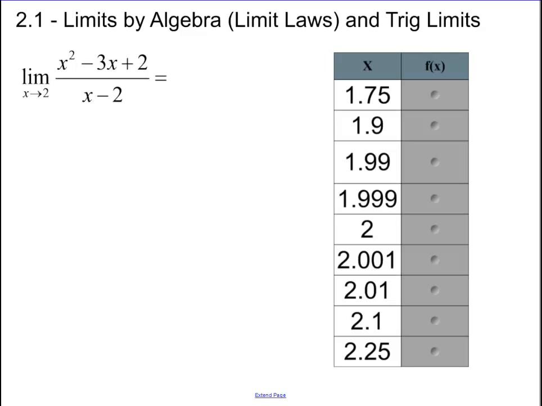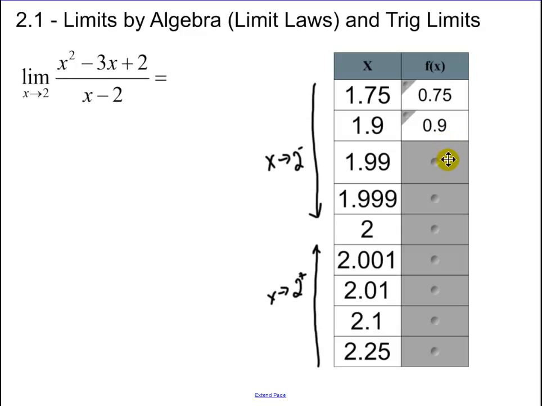Remember what we talked about in the previous lesson is all of these numbers were getting closer and closer and closer to 2. So x was going to 2 from numbers a little bit less, and x is going to 2 from numbers a little bit more. So our function values were giving us the value of the limit. So let's look at what happens.